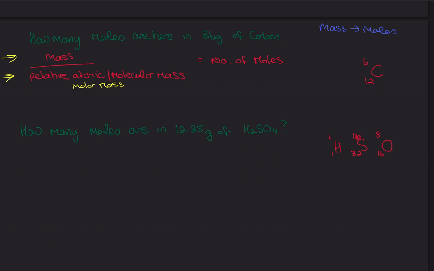So in the question we have 36 grams of carbon. So I'm going to follow my formula. 36 grams is what I have weighed out. The relative atomic mass is 12. So 36 divided by 12 will get you the amount of moles in that amount of carbon. So we'll get 3 moles.